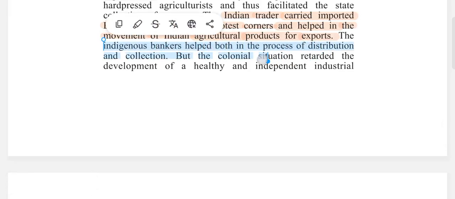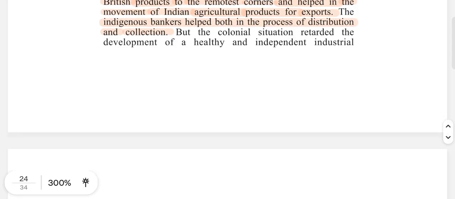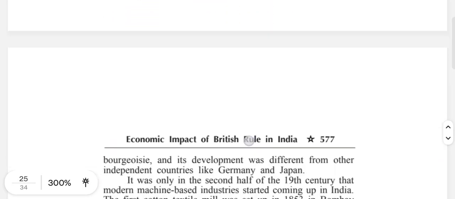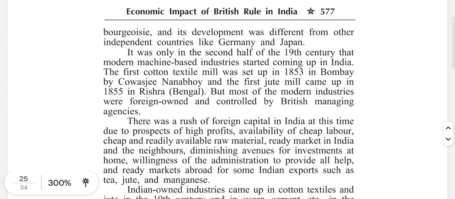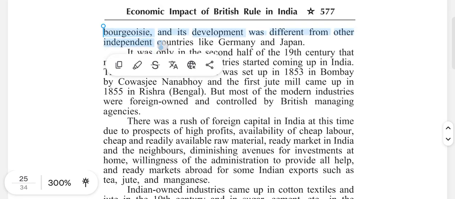But the colonial situation retarded the development of a healthy and independent industrial bourgeoisie, and its development was different from other independent countries like Germany and Japan.